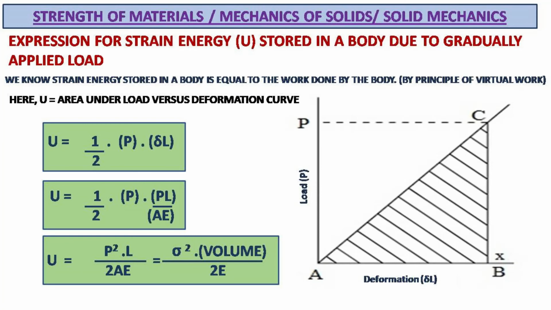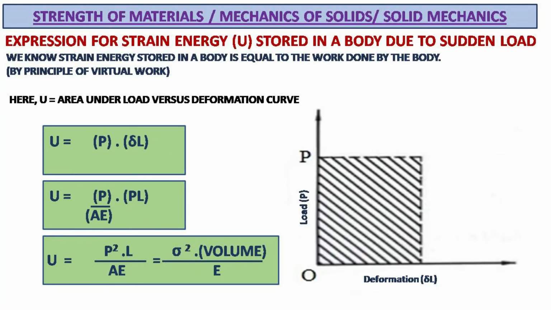We know, delta L is equals to P times L by AE. Substituting this value in the strain energy equation, we get strain energy stored in a body is equals to P square L by 2 times AE. Multiplying and dividing the above equation by area, A, we get strain energy equation as sigma square times volume by 2 times E.